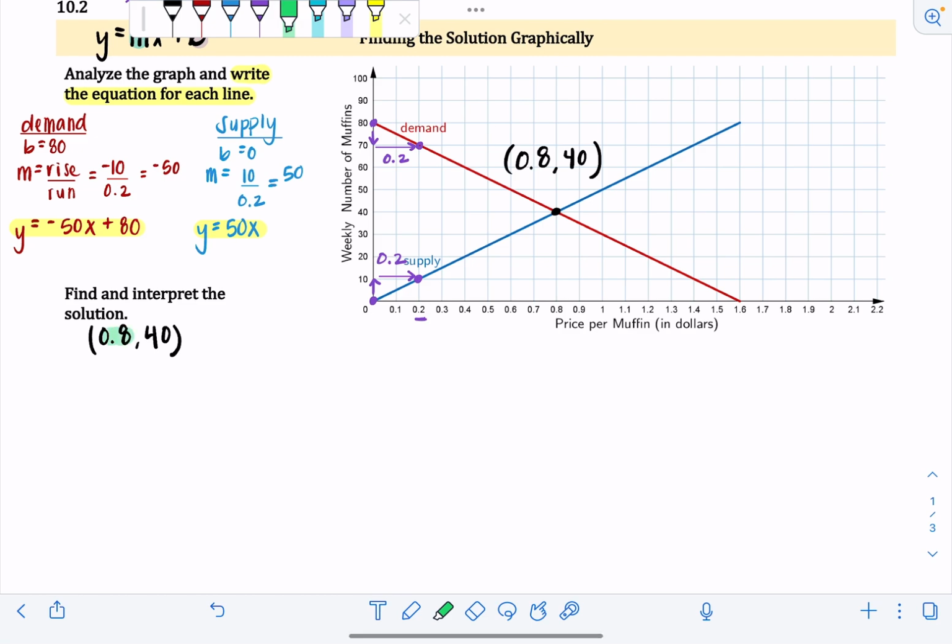The 0.8 is on the x-axis, which is price per muffin in dollars. So $0.80 means 80 cents. So this means that it's 80 cents. And then the 40 on the y-axis, that's the weekly number of muffins sold. So 40 muffins sold per week.